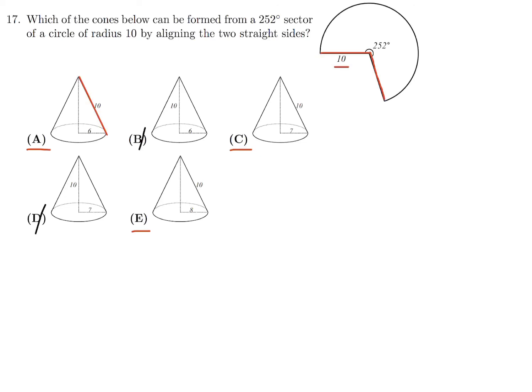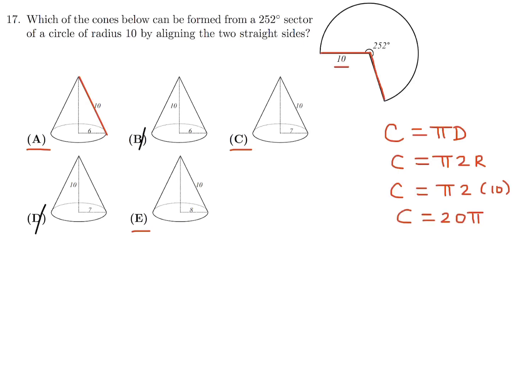Well, the original circle, this whole circle right there, had a circumference of pi times diameter. And diameter is also 2 times the radius. So that circumference was pi times 2 times 10, which is 20 pi. And this is, of course, the circumference of this big one. So that circumference was 20 pi.